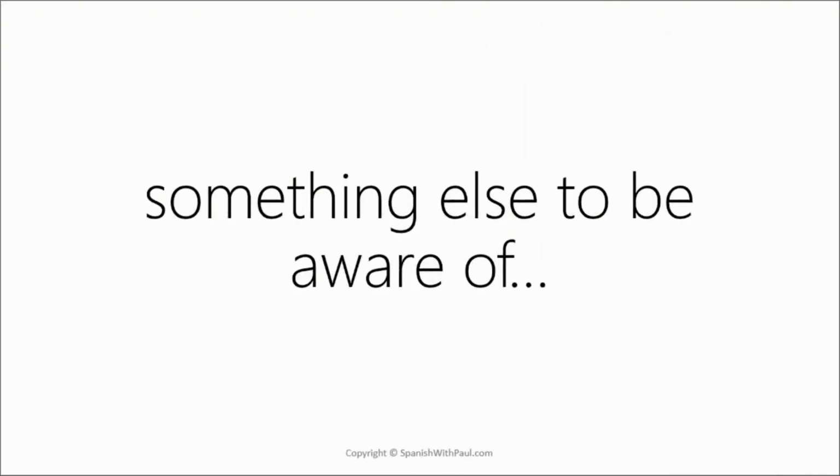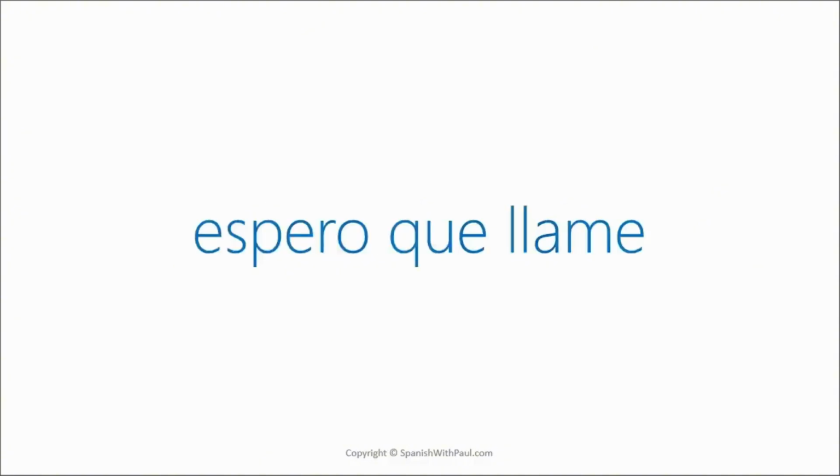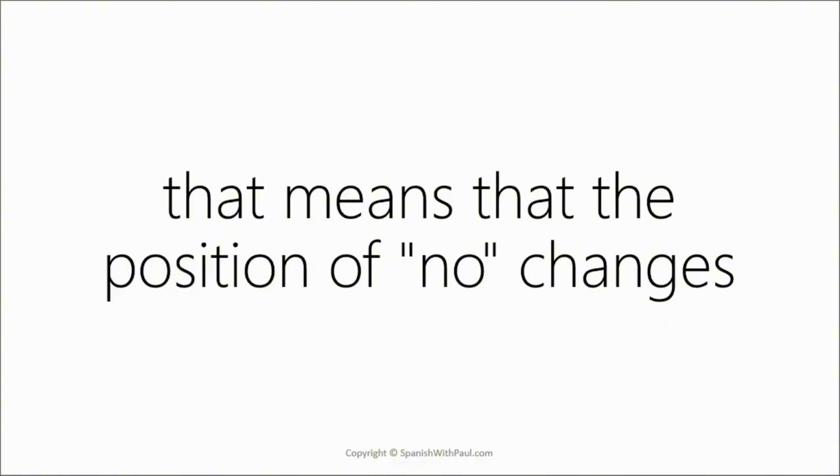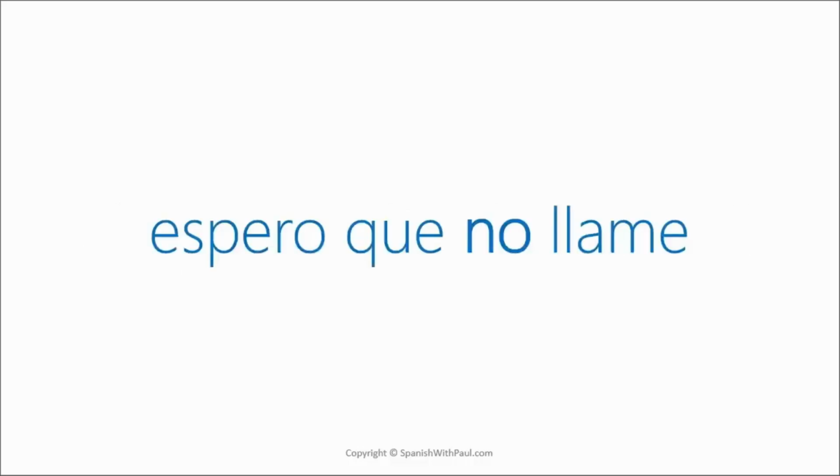Now something else to be aware of is with the following example. We have I hope he calls. So this is something we're used to. It's not negative. I hope he calls. So we have espero que llame. Now here's the thing to watch out for. You wouldn't say I don't hope he calls, right? That would sound wrong in English. Instead, what you would say is I hope he doesn't call. Now what this means is that the position of the no is going to change in Spanish. What we're essentially saying is, I hope that he doesn't call, which would be espero que no llame.